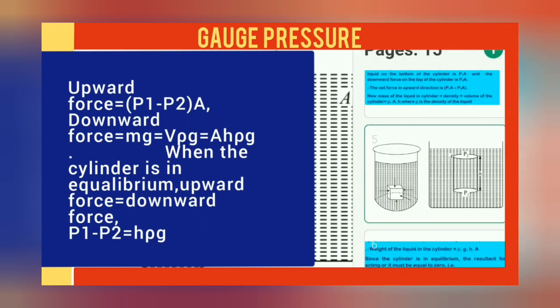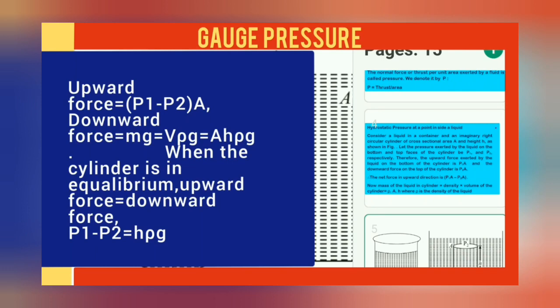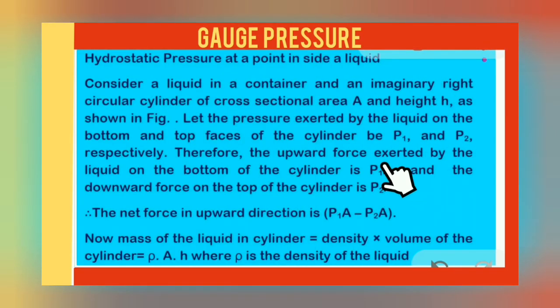We will see the derivation whatever it is given here. See this, whatever I explained there, it is given here. Consider a liquid in a container and an imaginary right circular cylinder of cross-sectional area A and height h as shown in the figure. That figure you have to refer. Then the pressure exerted by the liquid on the bottom and top of the cylinder be P1 and P2 respectively. Therefore, the upward force exerted by the liquid on the bottom of the cylinder is P1 A, as I told you, and the downward force is P2 A.